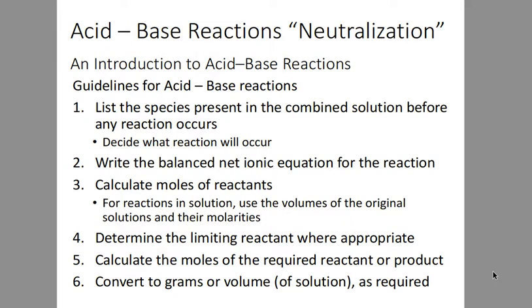So how can we set some guidelines for ourselves so we know how to go through this? First, when we're doing these acid-base neutralizations, we should always list all the species present in the combined solutions before any reaction occurs. We want to decide what reaction is going to occur. And then, as always, make sure it's balanced. We can't really move forward with anything until things are balanced. And then we can write our net ionic equation from this.